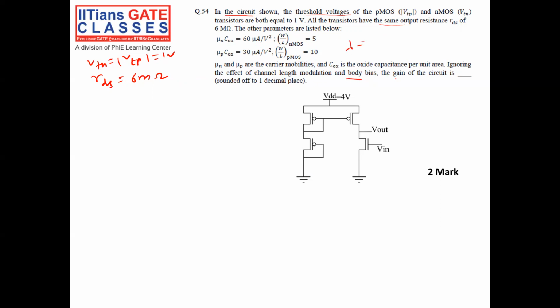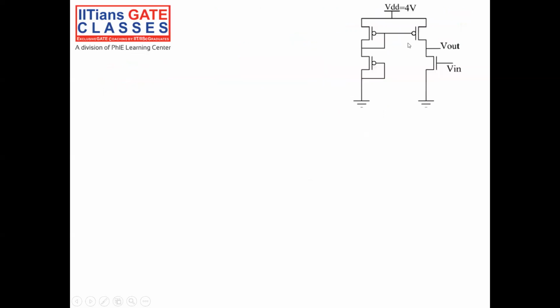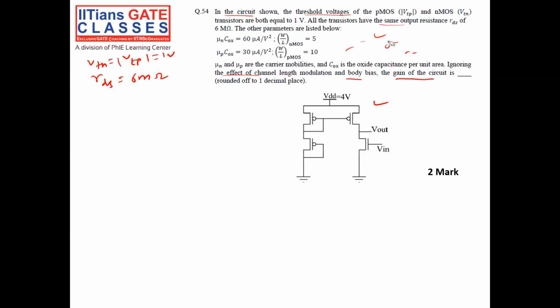and body bias, the gain of the circuit is to be found. Ignoring channel length modulation means R0 is equal to 1 by lambda ID, which you have to ignore. It means R0 is very, very high, you can say infinity. But here, given my output resistance is 6 mega ohm.